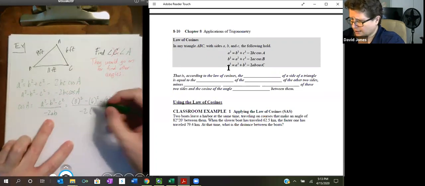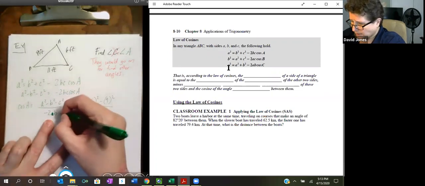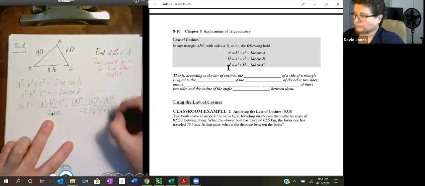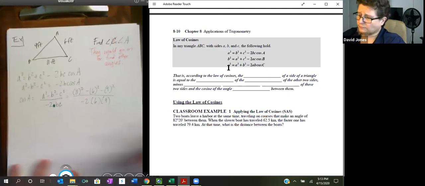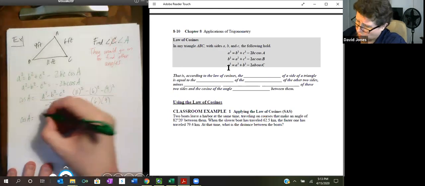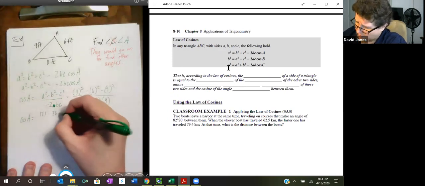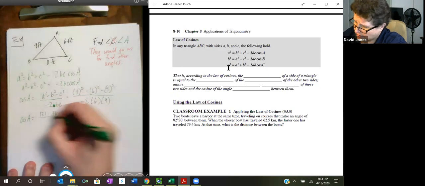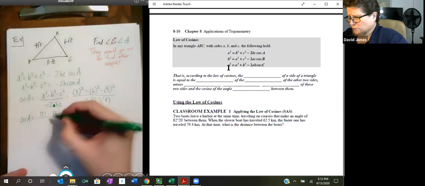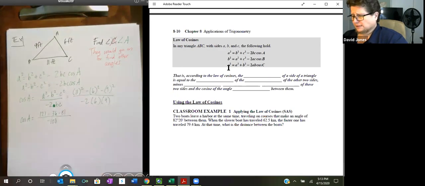Why did I say AB? This should be BC on bottom. 6 times 9. That's 121 minus 36 minus 81, over 6 times 9 is 54, -108.